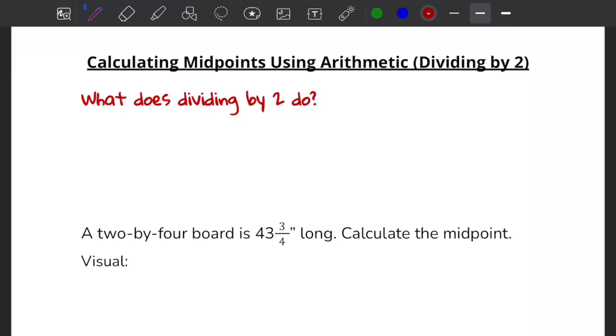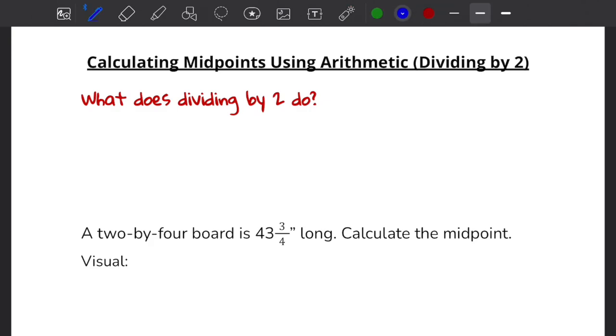Let's look into how to calculate midpoints using arithmetic or math calculations. And what we're going to do essentially is we're going to be dividing by 2. So what does dividing by 2 do? Let's do a quick recap.